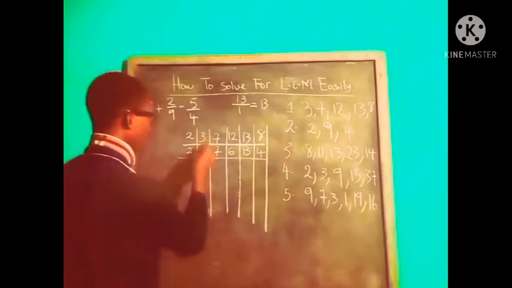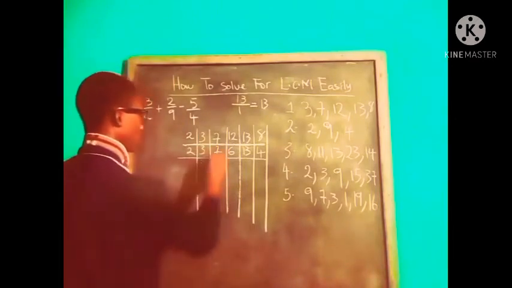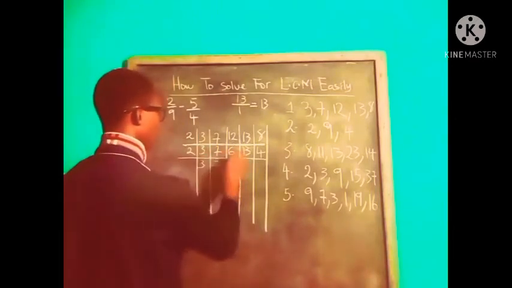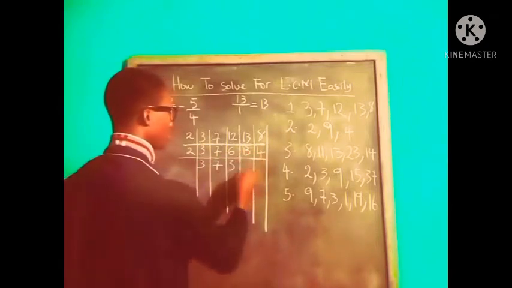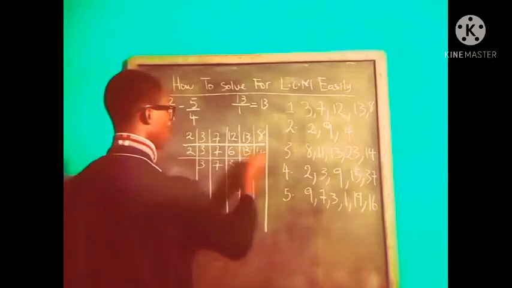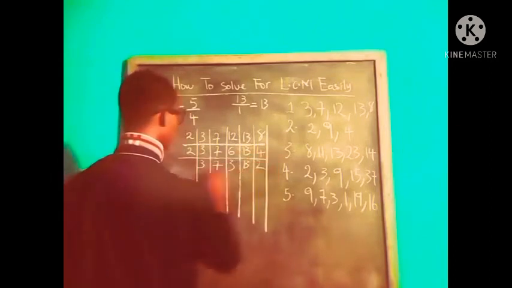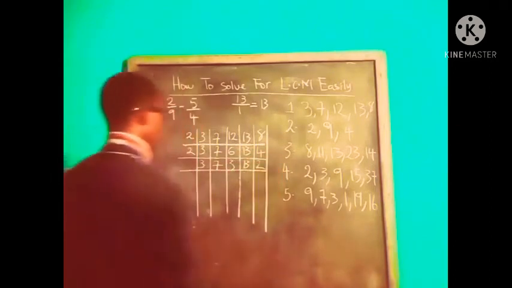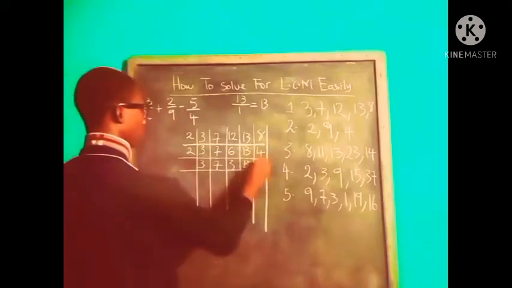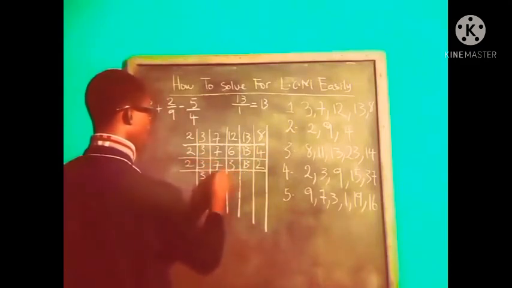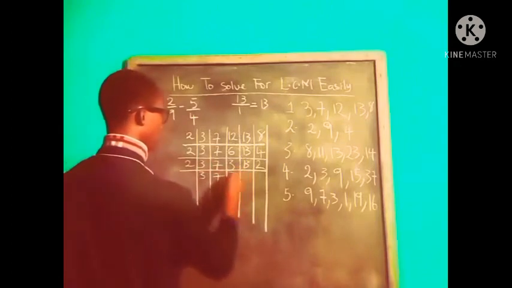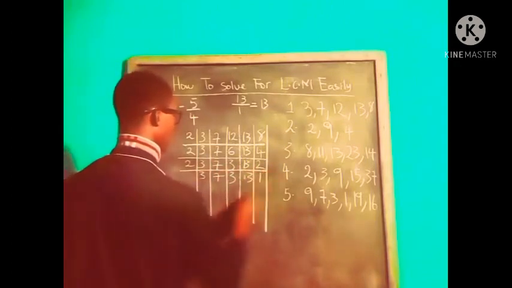So 2 divide 3, since 3 is a prime number, we just repeat it. The same goes for 7. 2 divide 6, we'll have 3. And 2 divide 13, since 13 is a prime number, we just repeat it. Then 2 divide 4, we have 2. Now at this point, 2 can still divide something. So we just write the 3 here, 7 here, 3 here, 13 here, and 1 here.